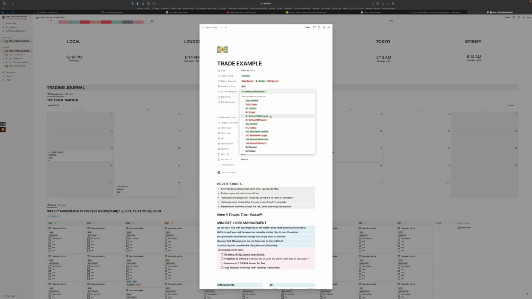If I refine that down to the 5-minute, which I did not in this case, then I would mark it as a 15-minute refined 5-minute, right? This is really going to help you step your game up, I'm telling you. So now I'm going to go to the next part.